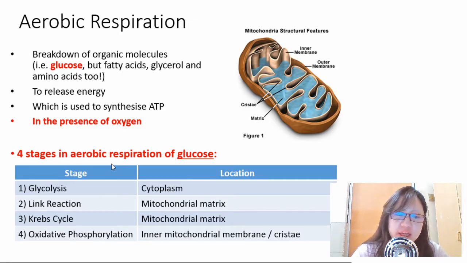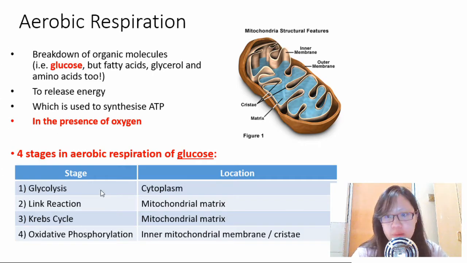Now, there are 4 stages in aerobic respiration of glucose that we're going to finish in one video today. So this is going to be quite a lengthy video, I think. I'm going to try to be as precise and succinct as possible. So these 4 stages are here. You do need to know the names by heart.